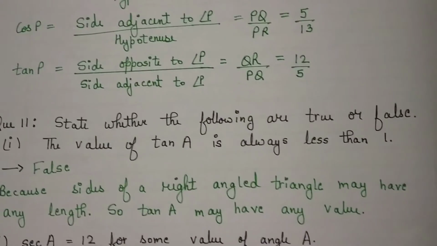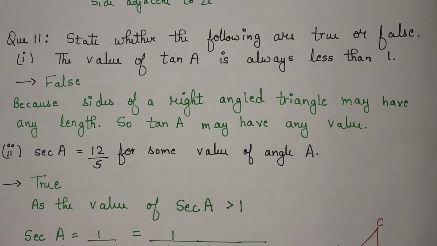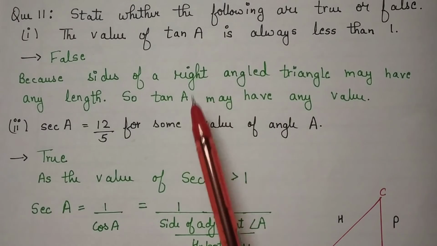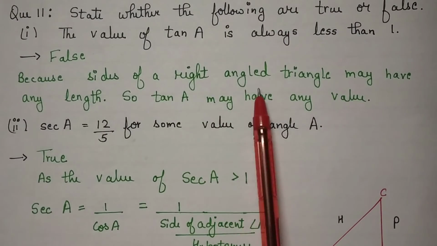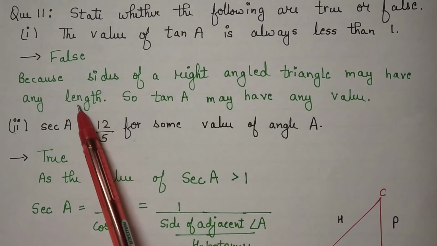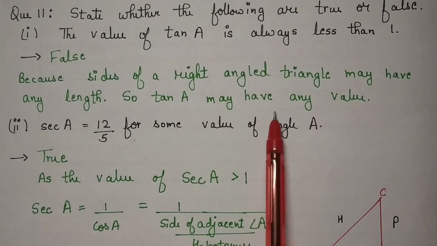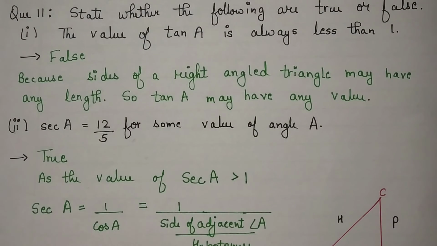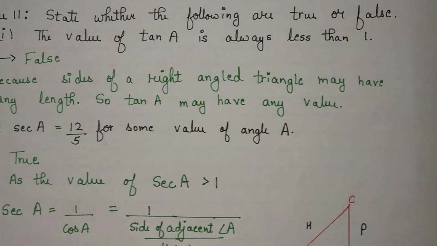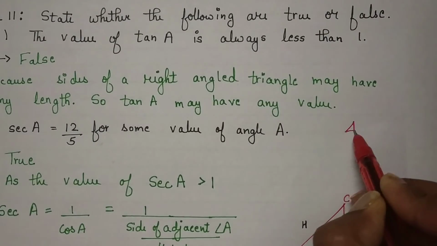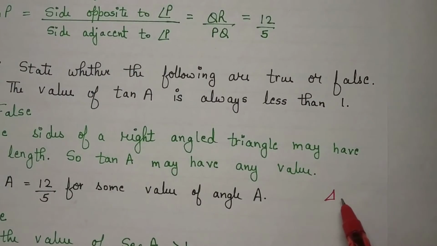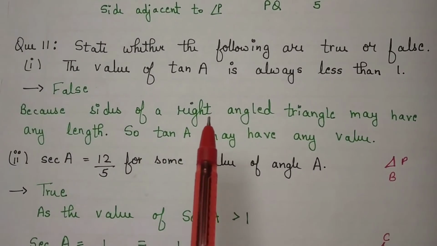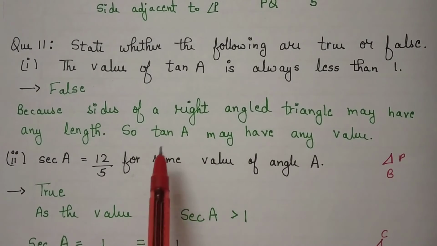Now question number 11. State whether the following are true or false. The value of tan A is always less than 1. This is false because sides of a right angle triangle may have any length, so tan A may have any value. Tan A is what? Perpendicular by base, right? And a triangle can have any perpendicular and any base. So it is not that tan A should always be less than 1. This is a false statement.